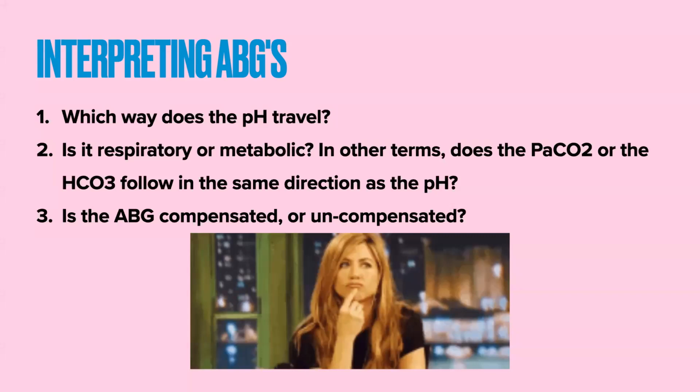So these are the three questions that I want you to ask yourself as we go through these. Which way does the pH travel? Is it acidic or is it basic? Is it respiratory or metabolic? In other terms, does the PaCO2 or the bicarb follow the same direction as the pH? Okay, so again, your bicarb, is it going in the same direction? And is the ABG compensated or uncompensated? And we'll work through these together. Okay.